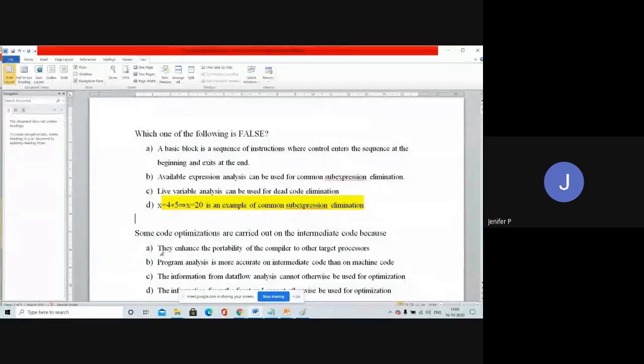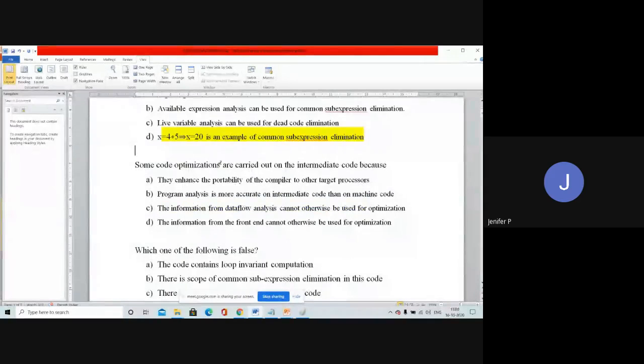Okay, and the next one. Some code optimizations are carried out on the intermediate code. After the intermediate code, what do we bring next? We bring code optimization. What is the reason? This is the answer for you.